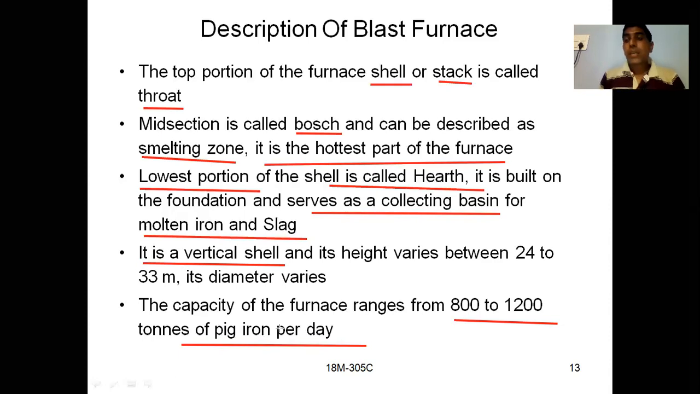And what is the capacity of a blast furnace? Generally the capacity may be from 800 to 1200 tons per day. That means a blast furnace can produce 800 tons to 1200 tons of pig iron per day. So this is the general description of the blast furnace, that means how the construction will be.